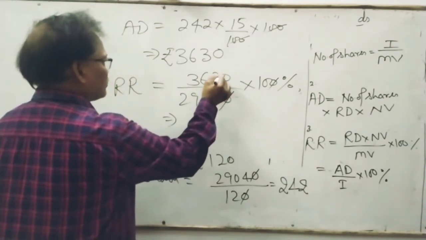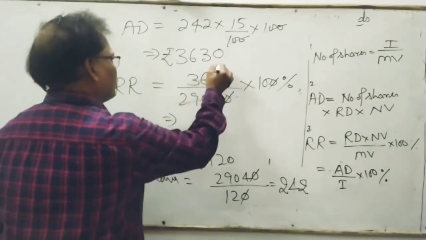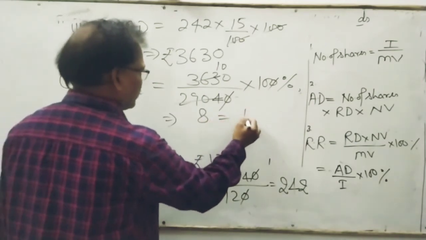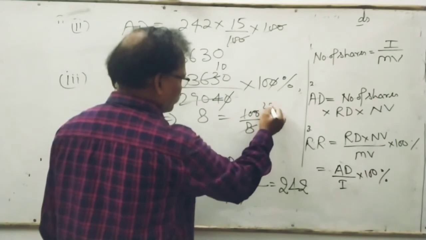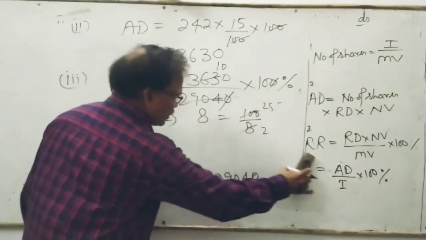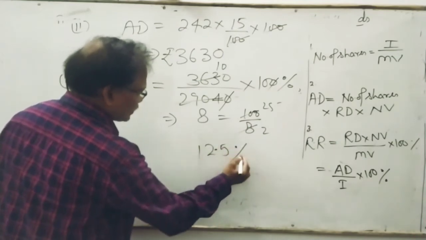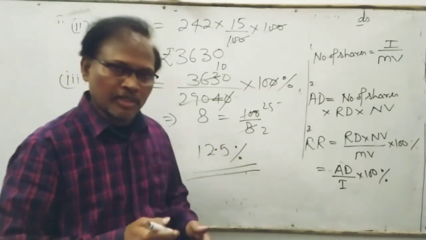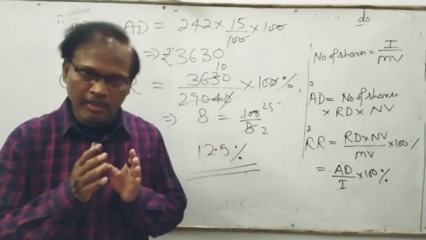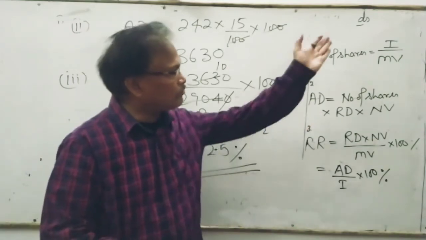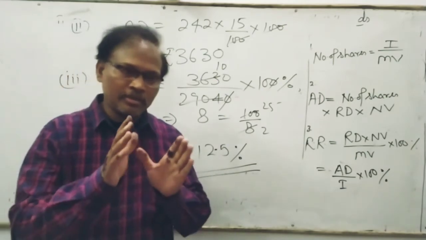363 into 8 times. Okay, 1 and 0. So 100 by 8. So this will be 4 2 8, 4 25, means 12.5% is the rate of return. So in this way you can get the rate of return, number of shares, annual dividend, everything, investment, market value, only by using these formulae.